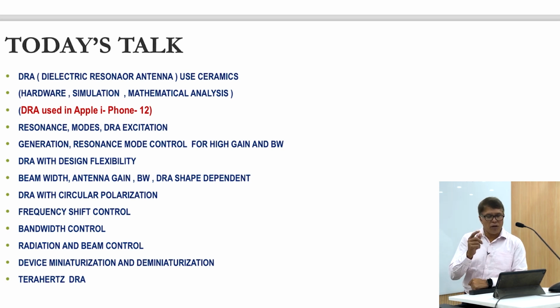DRA with circular polarization is another advantage. We can have frequency shift control, bandwidth control, resonant mode control, radiation and beam control, device miniaturization and deminiaturization control. All these features can be achieved in DRA designs. DRA stands for dielectric resonator antennas at microwave frequency as well as at terahertz frequency.